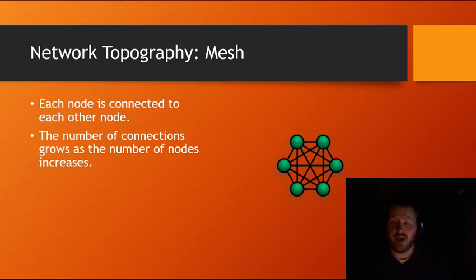And then next we have the network topography for mesh. With a mesh, each node is connected to each other node. And so there's lots of different lines of communication, so communication is very quick and very efficient. The issue with a mesh is that when you add a point, the amount of connections to all the other points increases quite a bit, because each node has to connect to that node again. So it can be kind of tedious to have a direct mesh.